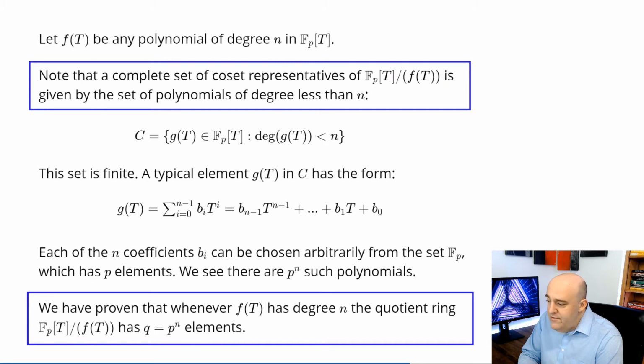A typical element in C can be written as a summation of powers of t. Since the degree of the polynomials are all less than n, we know the highest power of t is going to be t to the n minus 1. And so we get g of t to be that summation. The coefficients there go from b0 up to bn minus 1. There's n of those coefficients, right? And each of those coefficients are from the set Fp, which has p elements. So that means in total there's p to the n such polynomials. And we see that the cardinality of that quotient ring is p to the n. So when we do that quotient ring, we get the right cardinality.